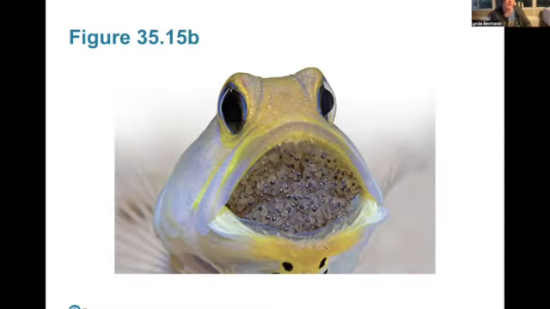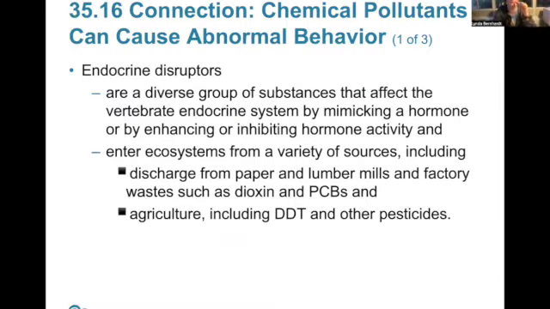I deleted a bunch of the slides to try to save time, but I kept this one because I think it's cool. This dude actually holds all the eggs in his mouth. His mouth, yes, it's the male, until they hatch. And then he's kind of like the seahorse, which we talked about previously.